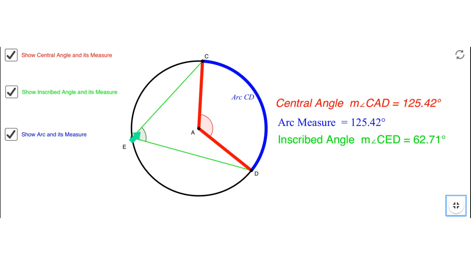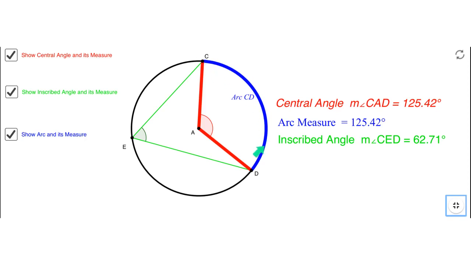So whatever this measurement is, the intercepted arc, which is the blue from C to D, is going to be twice as big. So this is 62.71 degrees, so the intercepted arc is going to be double that, which is 125.42. Now when we get into this even further, you'll have setups like this, where maybe the central angle is given and they'll ask you what the inscribed angle is. If their endpoints are the same, the inscribed angle is going to be half as big as the central angle, because they're sharing the same intercepted arc.